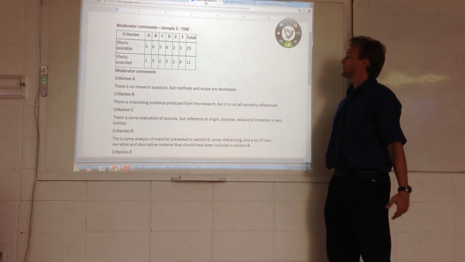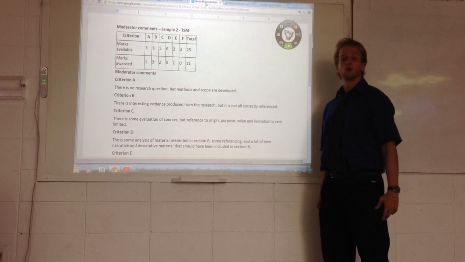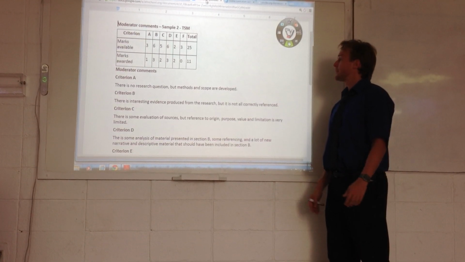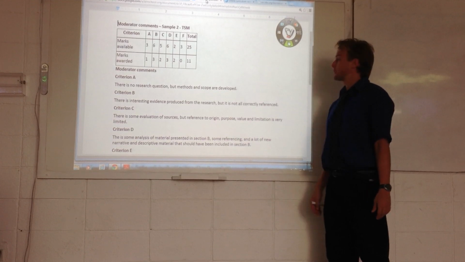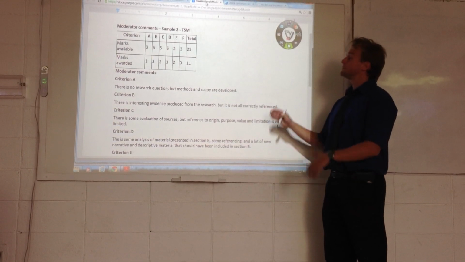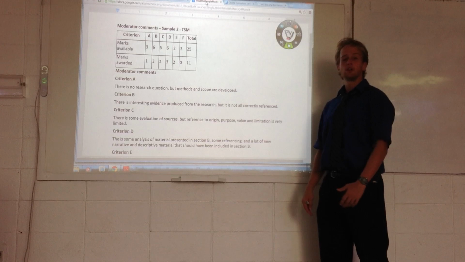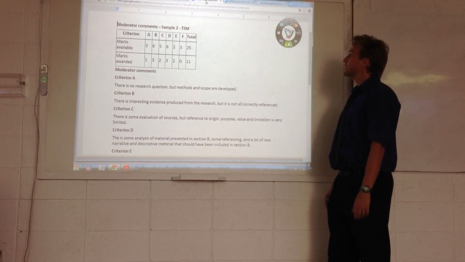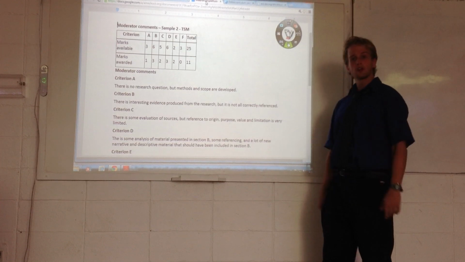The methods and scope, it says, are developed, definitely not thoroughly developed though, because most of the section is just filled with background information. Believe it or not, from the internal assessments that I've seen, even though you might believe that the sample is quite low, it's very easy to produce a plan of investigation that only scores 1 out of 3 points. So, now going to the strong sample.